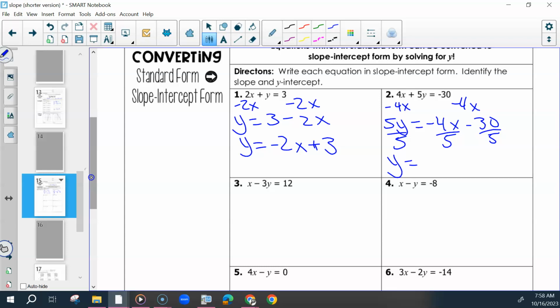Whatever this is, if it can be simplified, great, simplify it. But if it can't, leave it as a fraction. Do not write these as decimals. Slope is a fraction. It's a ratio of rise over run. It has to be a fraction. The y-intercept can be a fraction or a decimal, but the slope has to be a fraction. Also, the y-intercept can be a decimal too.